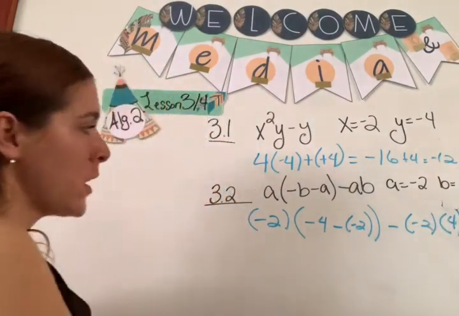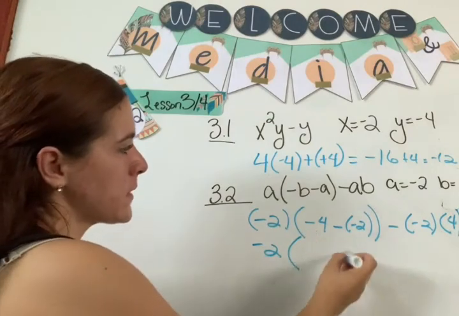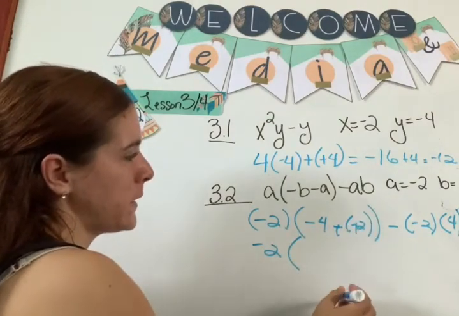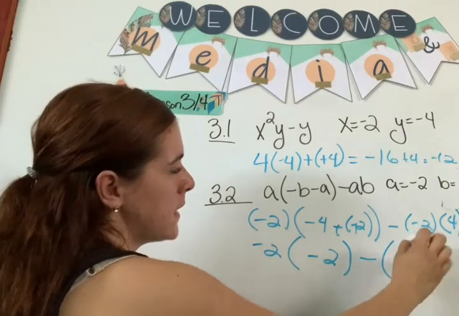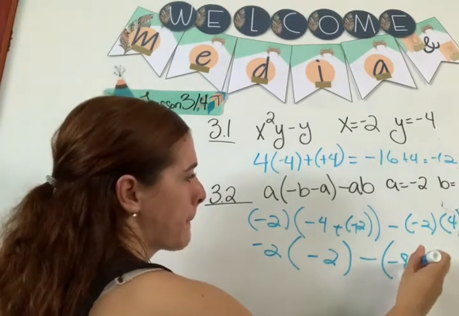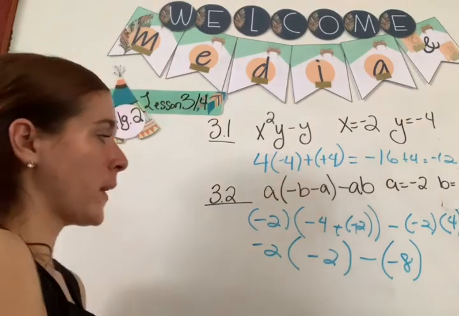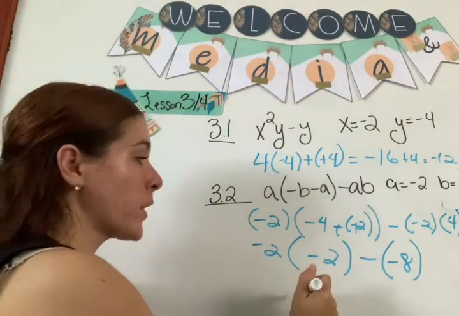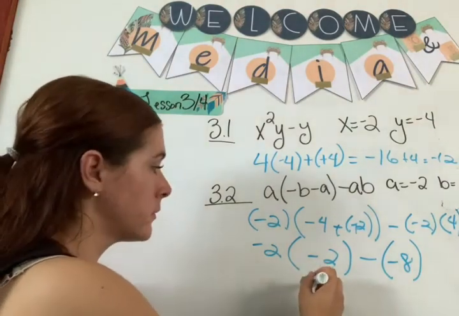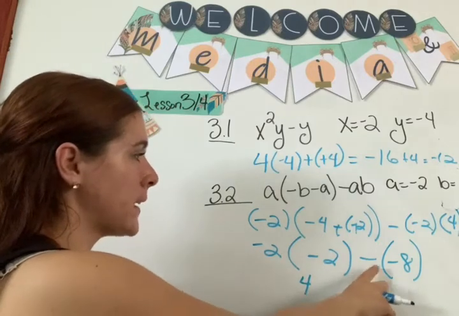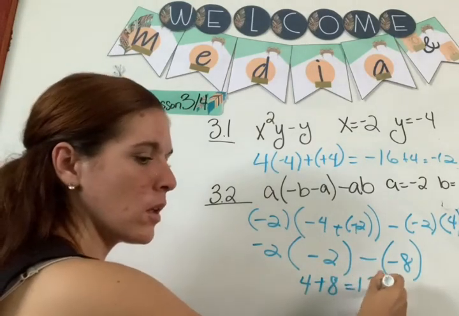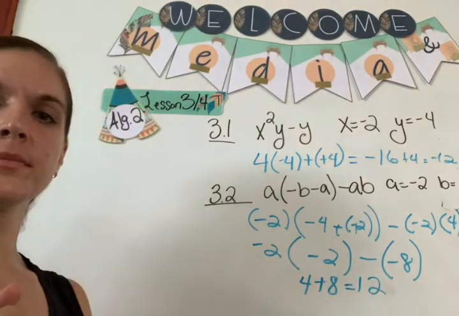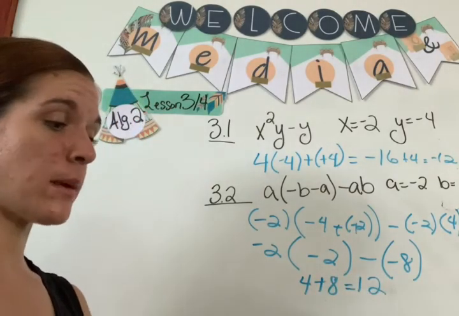So you got -2 times, it's going to be positive, so that will be -2, minus, -2 times 4 is -8, okay? Then keep going, -2 times -2 is 4, and then minus a -8 is going to be +8, so your answer will be 12. So there you go. That's how you do examples 1 and 2.